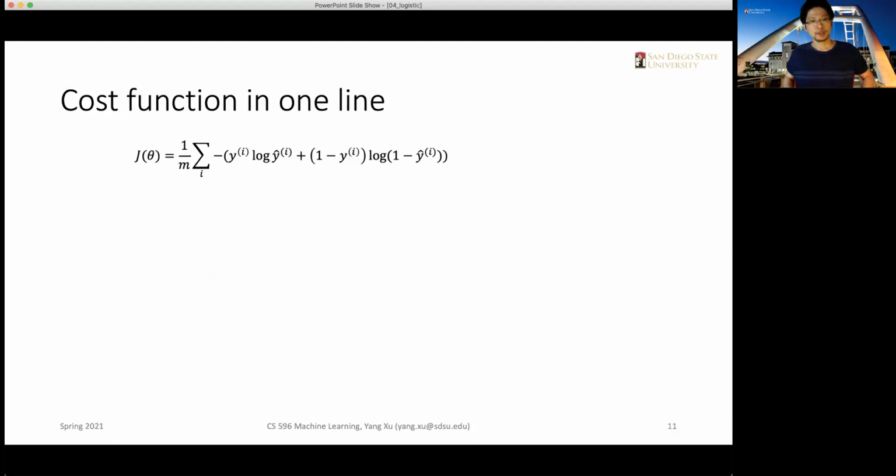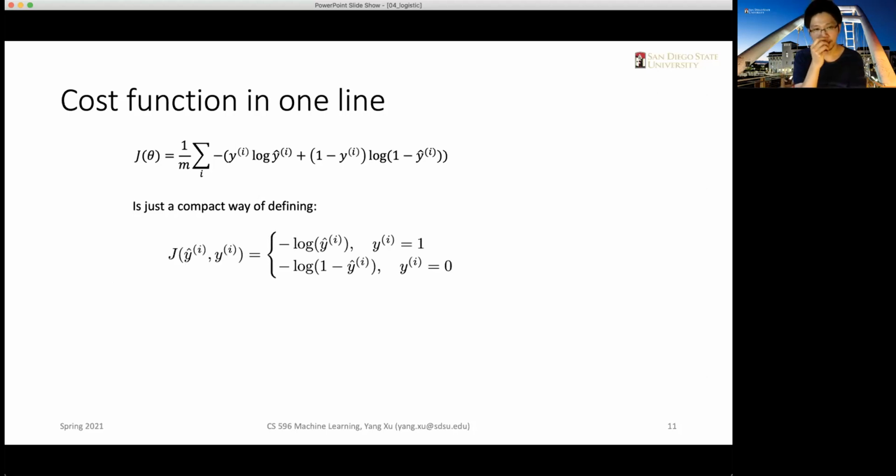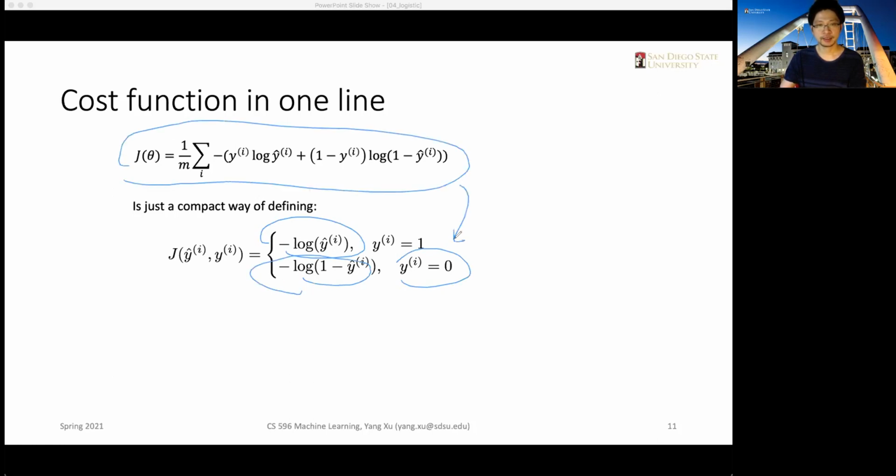All right. So this type of cost function, we can think of it as a one-line expression of defining the cost with two different conditions. When the ground truth is 1, it should be something like this. When the ground truth is 0, it should be something like this. So this one is just a compact form combining these two conditions.